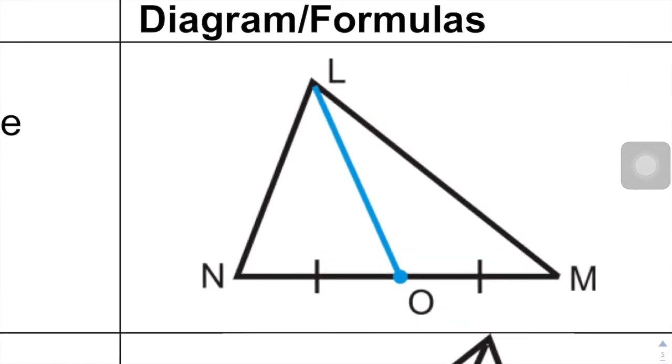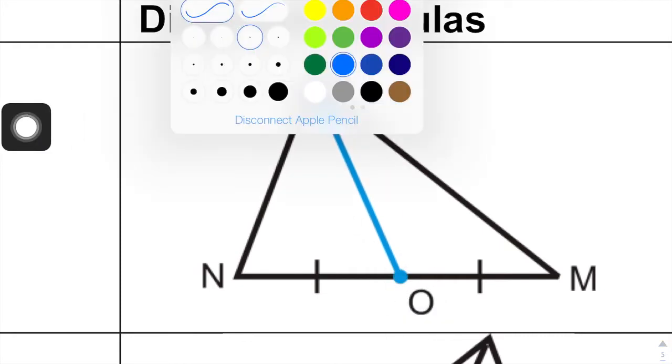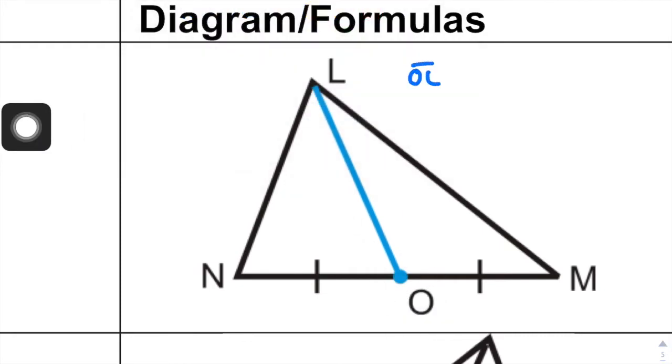How do I know that this is marked as a median? I see that O has been marked as a midpoint, right? So we see these markings, these tick marks, they tell us that O is a midpoint, therefore this OL is a median. So segment OL is a median.